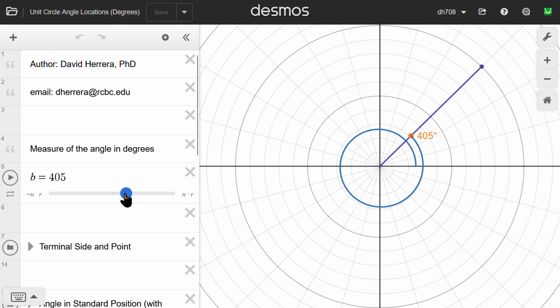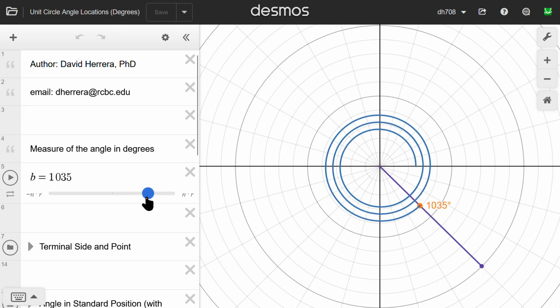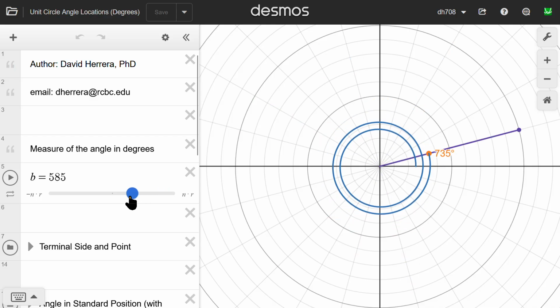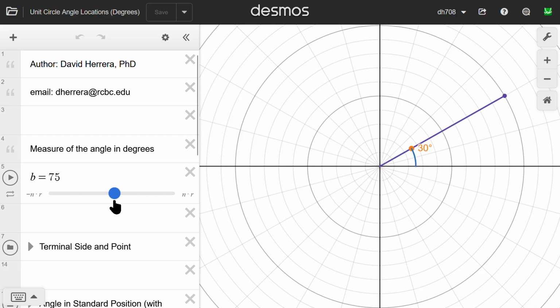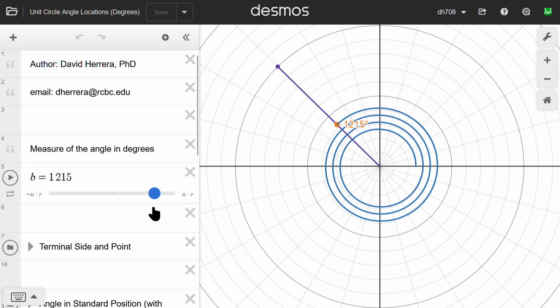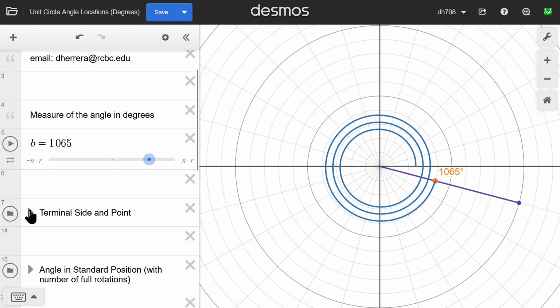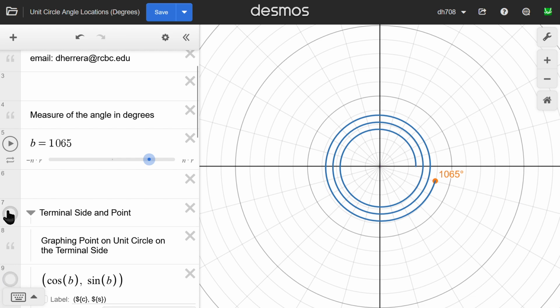So this right here, I can move this to rotate around. What I see is if I rotate in a positive direction, I get a positive angle, which is blue. If I go in the negative direction, I get a red angle, it's a negative. It also wraps around so you can see how many times you've made any full number of rotations. This right here is the terminal side and point. If I turn this off, that line goes away.